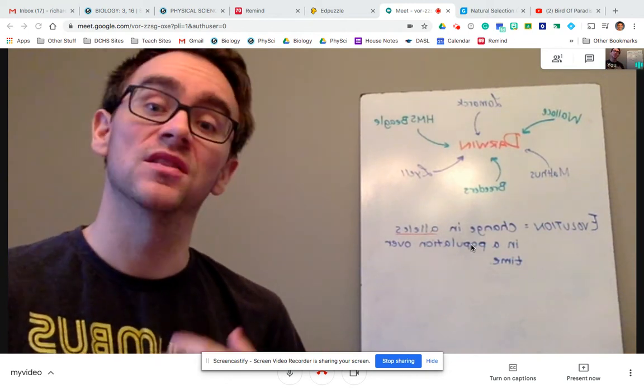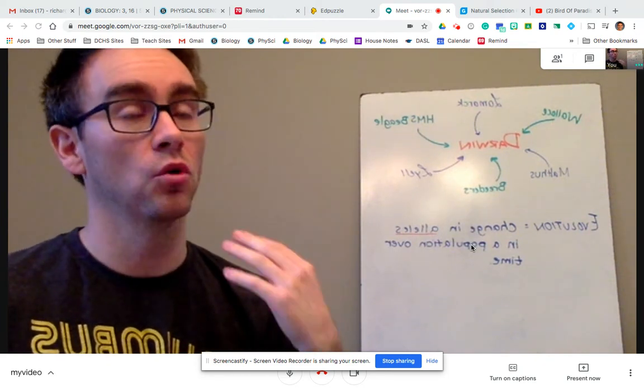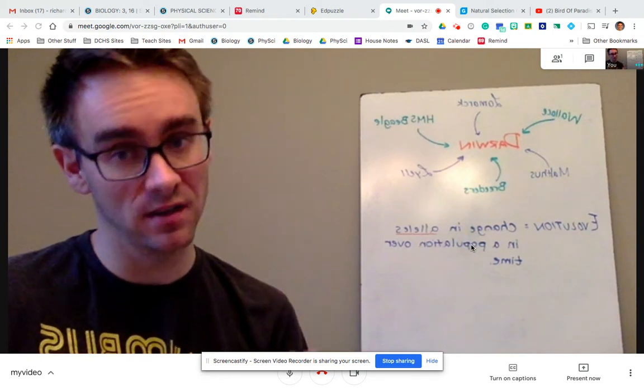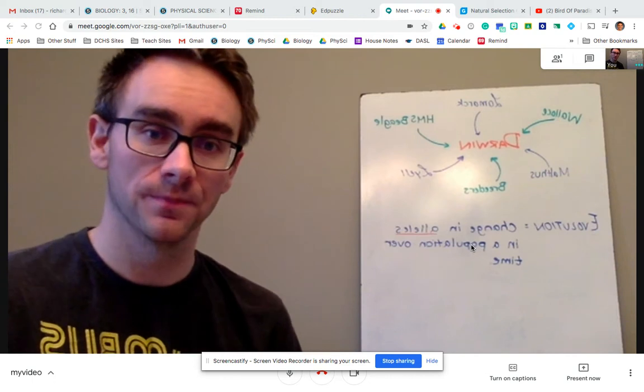The giraffe that has the longer neck is going to be able to reach the higher trees and thus is more likely to get more food, more likely to survive and pass down that trait of a long neck to their offspring. That is natural selection.